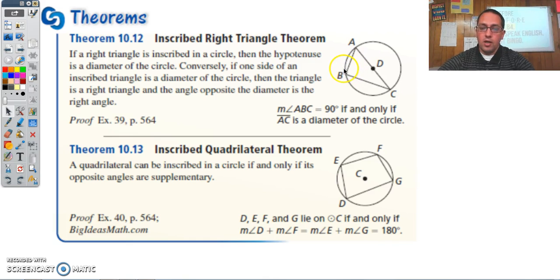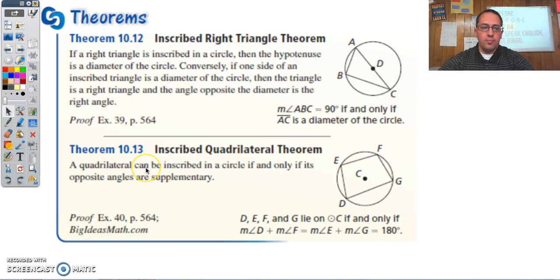Okay? And if you think about that, looking at what we just saw with inscribed angles, if this is 90 degrees, then the intercepted arc is 180 degrees, which is a semicircle. And so this has to be the diameter. And if this is a diameter, then this must be 180 degrees, and angle B must be half of that, so 90 degrees. So you've got your right triangle there.